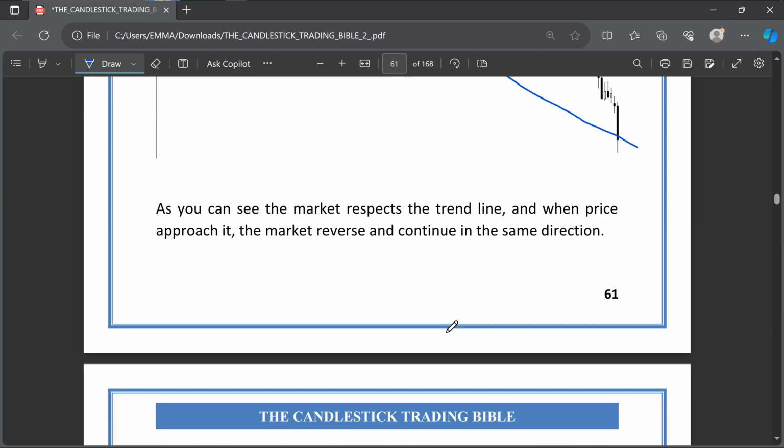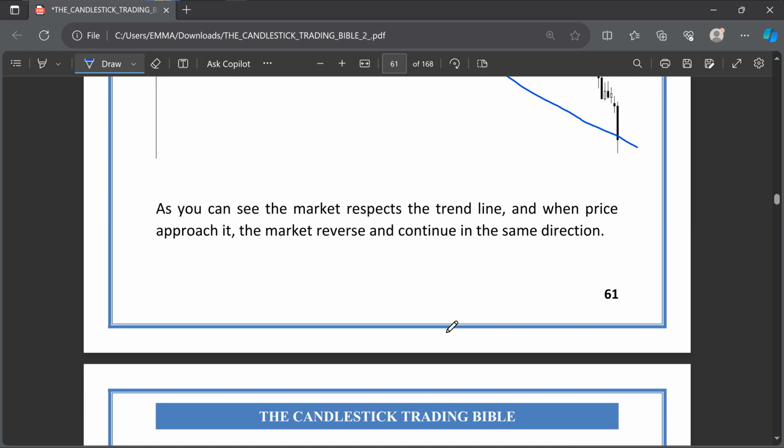As you can see, the market respects the trend line. And when price approaches it, the market reverses and continues in the same direction. It respects it, meaning it doesn't move above it. When you say prices are respecting a particular level, it means when they get to that level, they get back. They are being rejected. They don't move past it. That is the meaning.